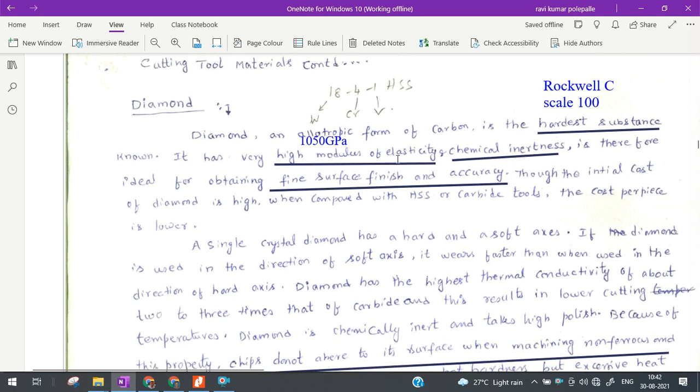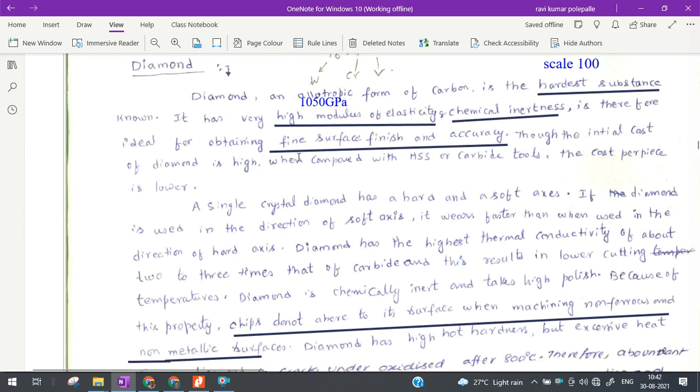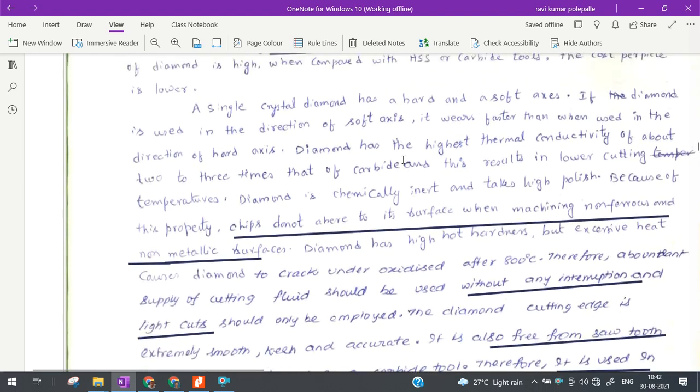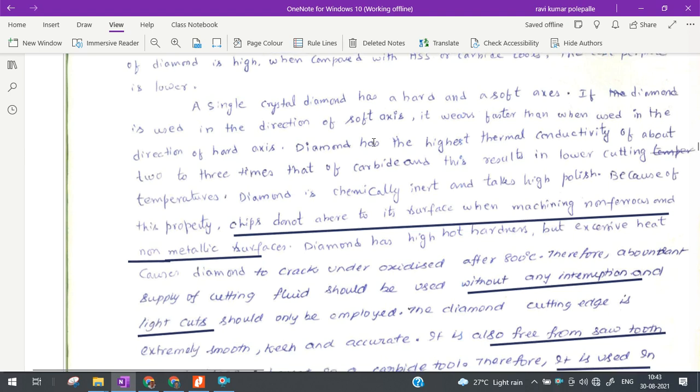Because of these properties, high elasticity, chemical inertness, and of course hardness, it is used for obtaining a very fine surface finish and accuracy. Though the cost of diamond is high when compared to HSS and other tool materials, the cost per piece is low. A single crystalline diamond has a soft and hard axis. If it is used in the direction of the soft axis, it wears faster compared with usage in the direction of the hard axis.